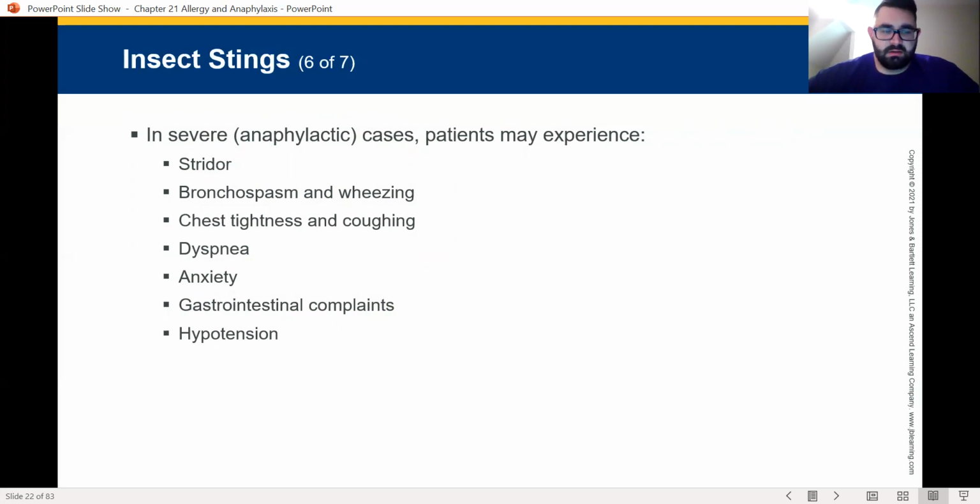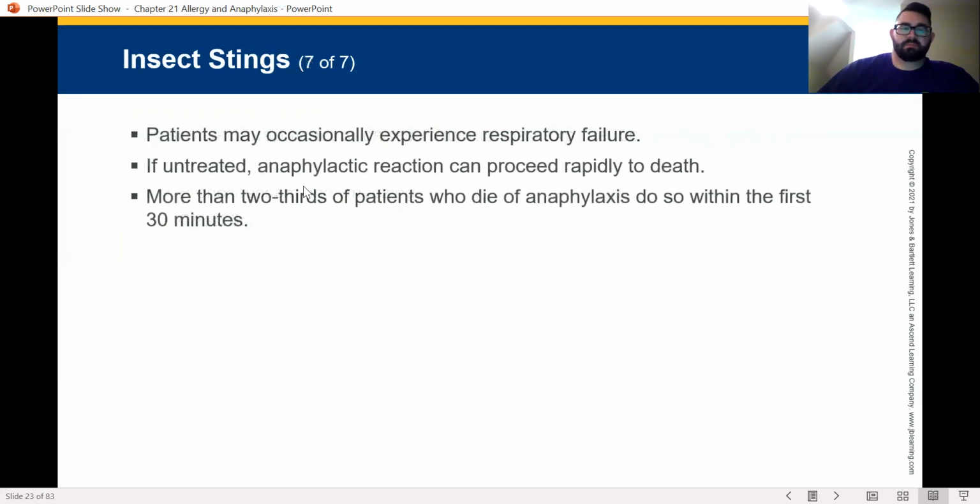Not that anxiety can't cause some issues for you, but this is what we're going to do for the patient, is we're going to actually have to treat this pretty aggressively. Patients may occasionally experience respiratory failure. If untreated, anaphylactic reaction can progress rapidly to death. More than 2/3 of patients who die of anaphylaxis do so within the first 30 minutes. So if you're going to die from it, it's going to happen in the first 30 minutes.